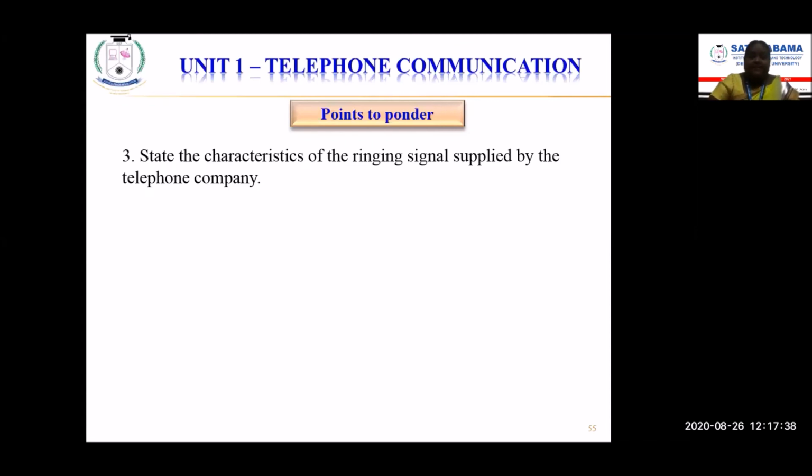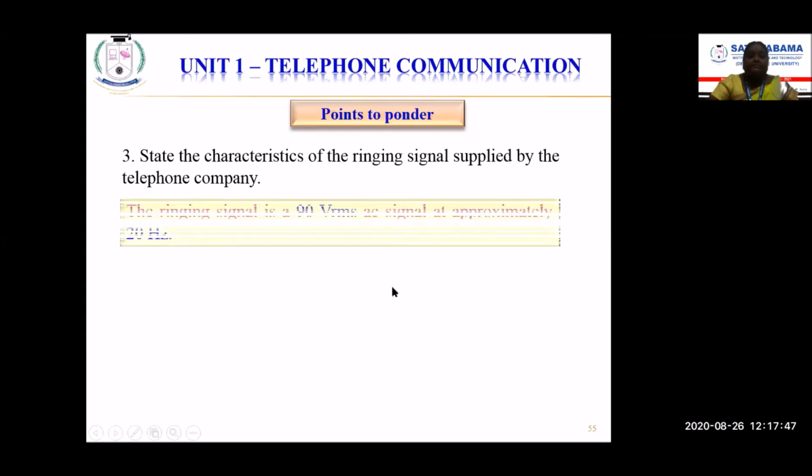Okay, now let us see the answer. So the ringing signal is a 90 VRMS AC signal, at a frequency of approximately 20 hertz. So you should have this in mind. Whatever you have mentioned here, 6 volt, is the voltage drop that occurs across the circuit whenever the handset is lifted up. So that is the 6 volt. Don't get confused with that. The actual ringing signal is of the level 90 VRMS AC at the frequency of 20 hertz.